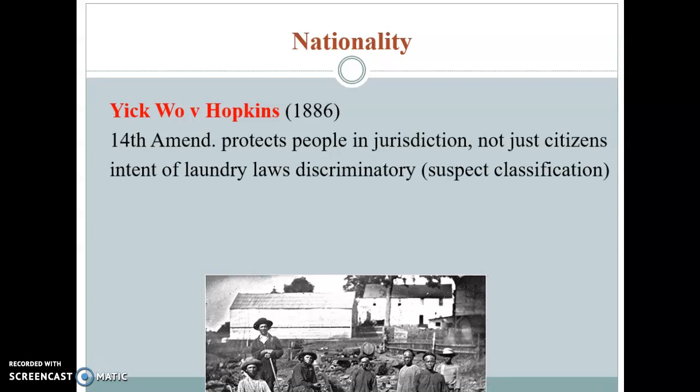And so one of the outcomes of that case was that the Equal Protection Clause of the 14th Amendment ends up protecting people in a jurisdiction, not just citizens. This becomes really interesting. By the time we're done with our mini unit on nationality, you'll see how this has come about.